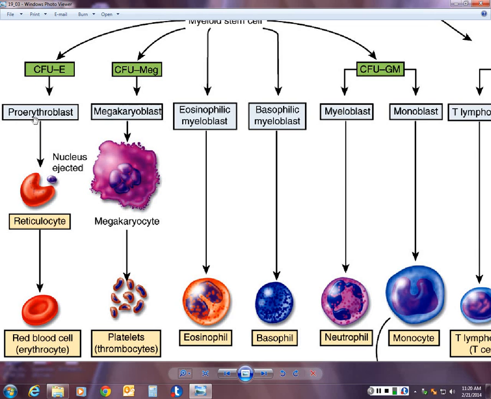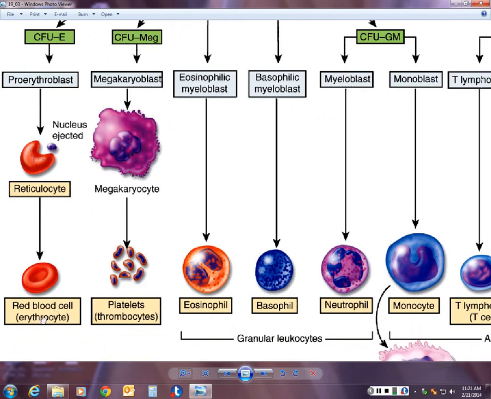Once we have the proerythroblast, it continues to mature. The proerythroblast will be acted upon by a hormone that you've heard of before called erythropoietin. And erythropoietin will cause that proerythroblast to become a reticulocyte. The reticulocytes would be released into blood from red bone marrow. And it's at this stage that the red blood cells would begin to lose their nucleus, or eject that nucleus, and in the blood they would take that final step of becoming a mature erythrocyte.